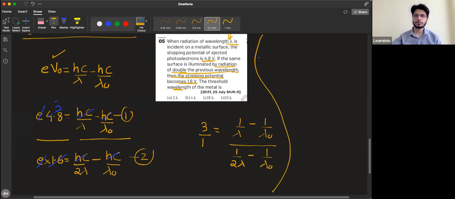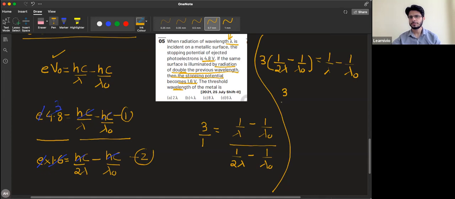Now you can cross multiply them. So cross multiplying means this is 3 into 1 by 2 lambda minus 1 by lambda naught is equal to 1 by lambda minus 1 by lambda. So 3 by 2 lambda. You can take this lambda naught to the left hand side, minus 1 by lambda. This minus 3 by lambda naught will be 3 by lambda naught when it comes to the right side, minus 1. So this will be 1 by 2 lambda, and this is 2 by lambda. So you can say that lambda naught is 4 lambda. So this is the correct answer.